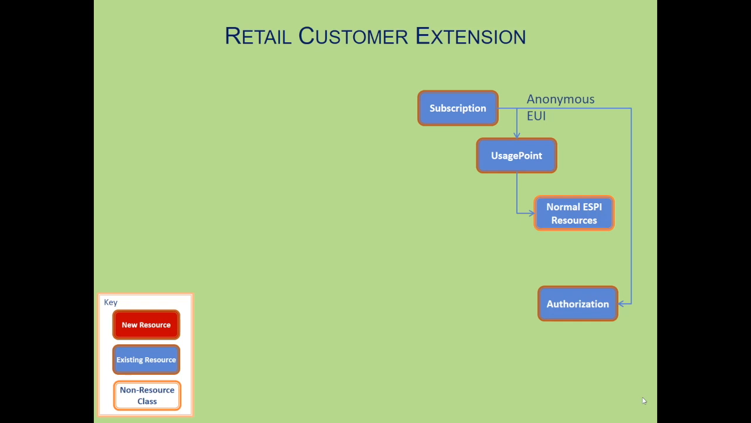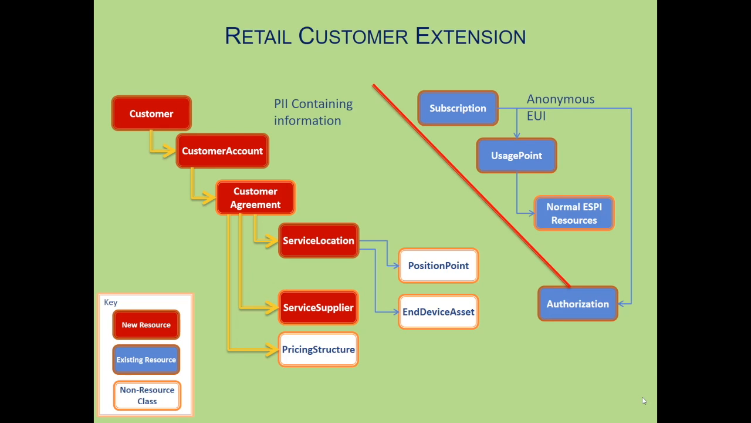So what does the customer retail look like? All of that in red is the new stuff. We have a customer account, customer agreement, service location, which is a position point, and the meter devices, service suppliers, and pricing structure. Pricing structure is where you get your tariff relation and your energy efficiency program packages.